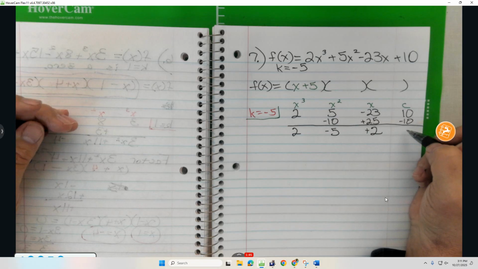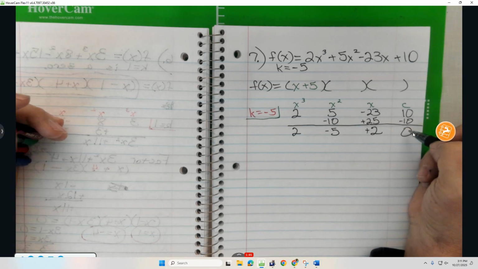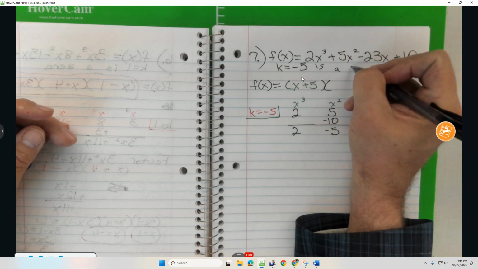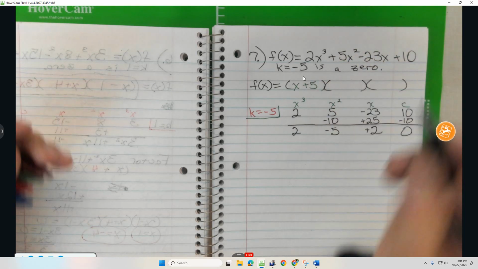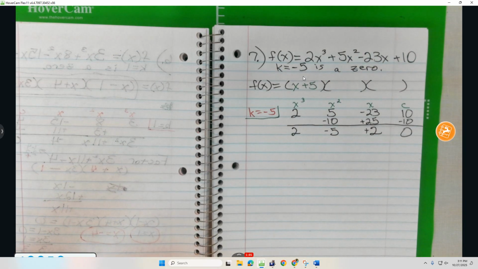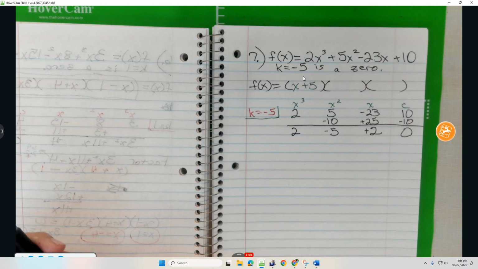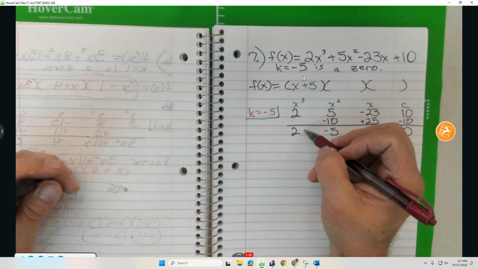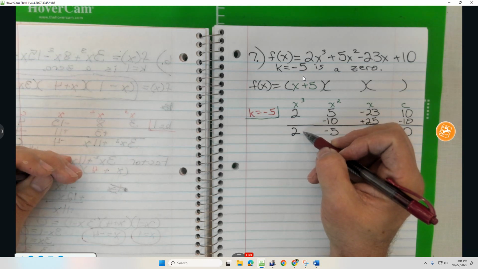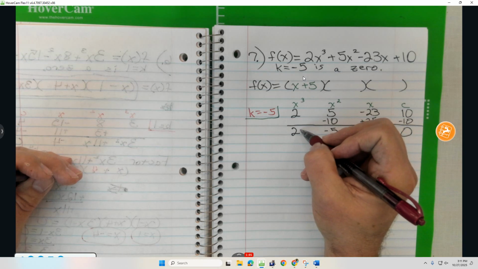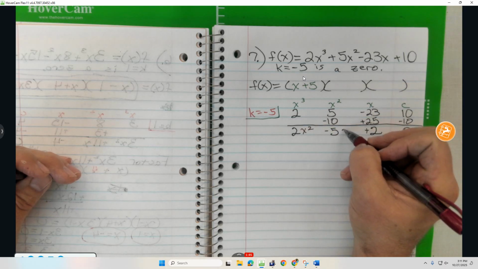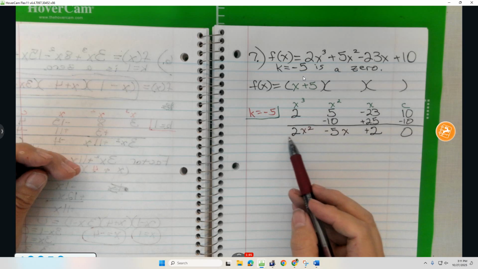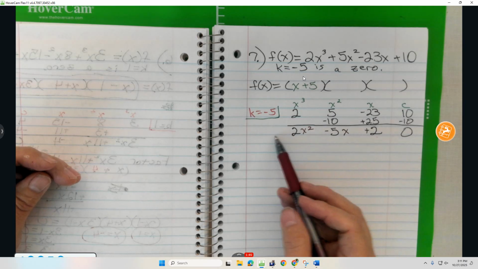0. And we knew that that was going to be 0 because they told us that negative 5 is a zero. They didn't label it k equals, but you knew to do that. And then the variable part in our quotient: 2x squared, then the x and the constant. Here's the quadratic we have to factor.